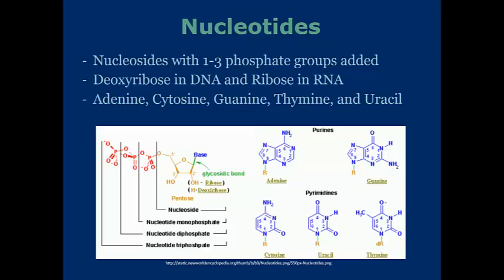DNA is comprised of nucleotides. These are comprised of nucleosides with 1 to 3 phosphate groups added. The sugars that you'll notice are deoxyribose in DNA and ribose in RNA. These are how these two compounds get their names: deoxyribonucleic acid and simply ribonucleic acid.